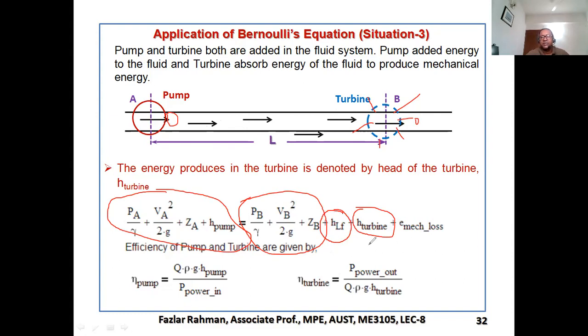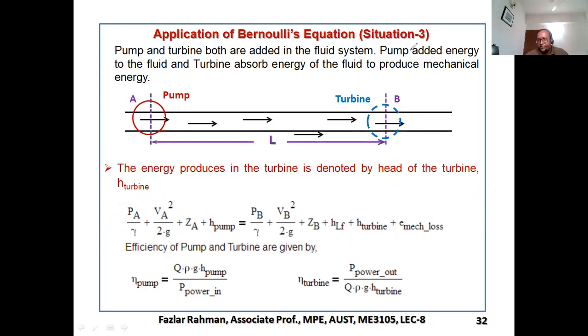And say the energy it takes from the fluid is 100. It cannot give you 100% mechanical energy from the turbine. There will be some loss. So even if it is receiving energy 100, it might produce about 80, 80% of the energy, and the least amount will be mechanical loss. Okay. So how can you interpret this thing?